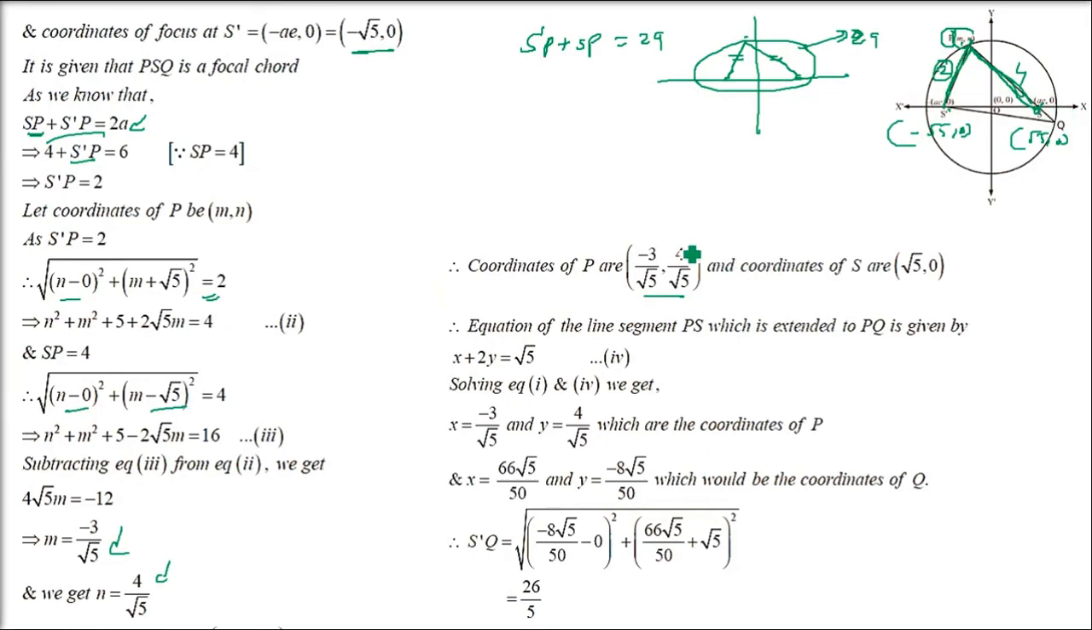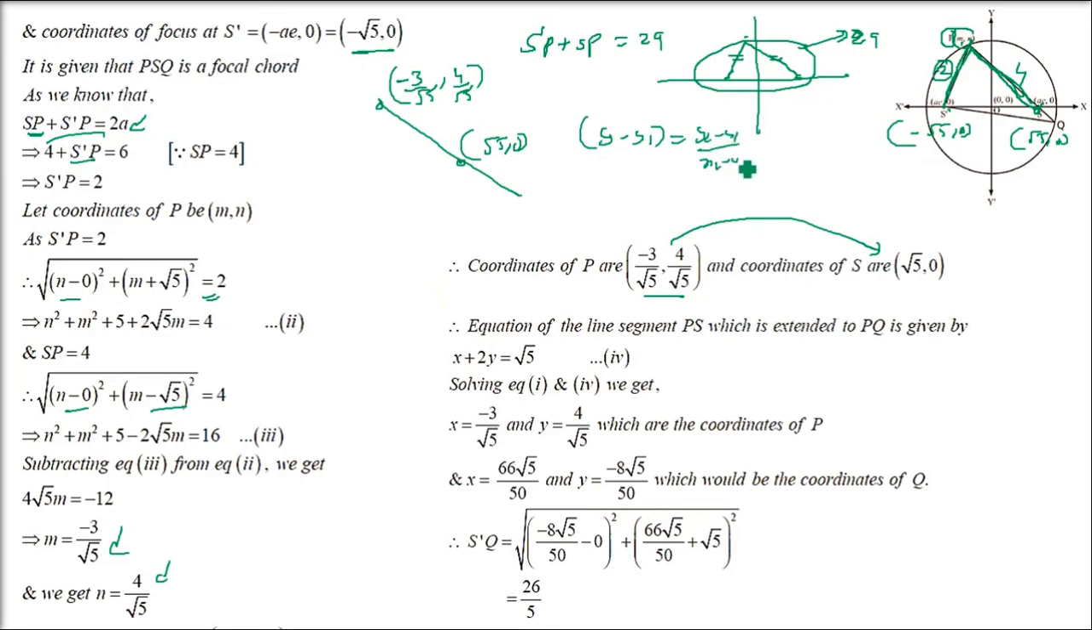How? See, if a line is passing through ae comma 0, which is root 5 comma 0, and the slope is what? These are the two endpoints. One point is minus 3 by root 5, 4 by root 5, and the second point is root 5, 0. So y minus y1 equals (y2 minus y1) by (x2 minus x1) times (x minus x1). So you can find out the equation of this line. You can take x1, y1, x2, y2 like this. So you will get an equation. What is the equation? x plus 2y equals root 5. This is the equation you are going to get.